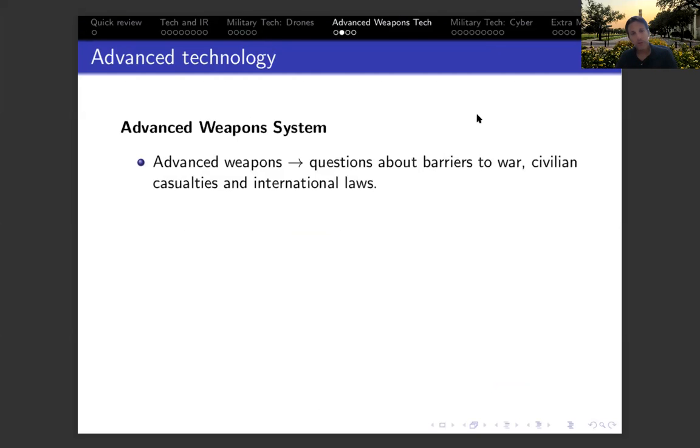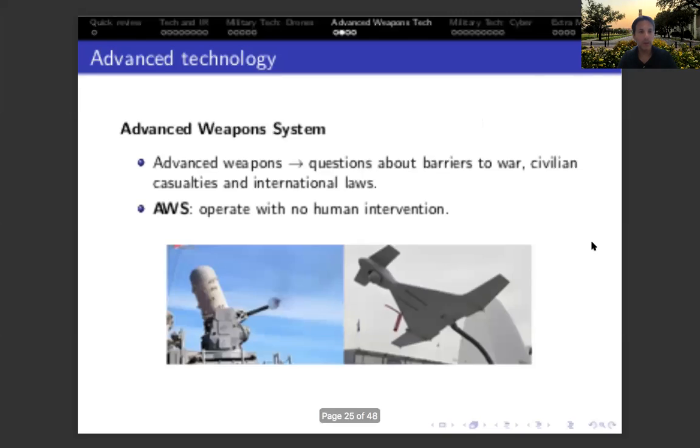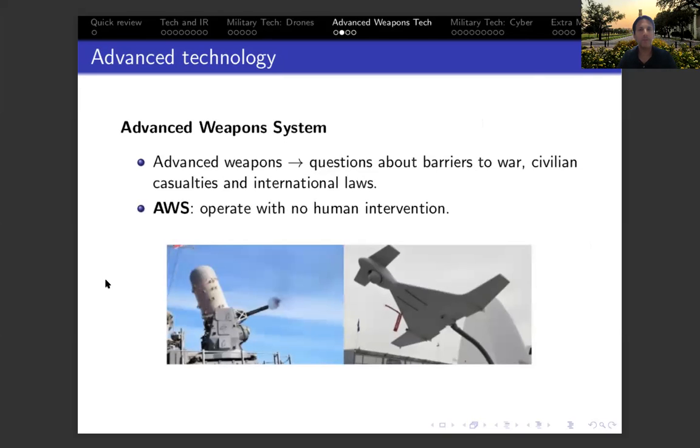The introduction and expanded use of those kinds of technologies, especially when you think about not just technologies overall, but advanced weapon systems, we started from drones and moving to a more developed type of tool, which is what I'm going to talk about now, raised many interesting questions, including potential changes to the barriers of entry into war, concerns about civilian casualties, how do those advanced systems fit within international laws, and other types of questions. And what I'm talking about now is what's called AWS, which is the acronym for Advanced Weapon Systems.